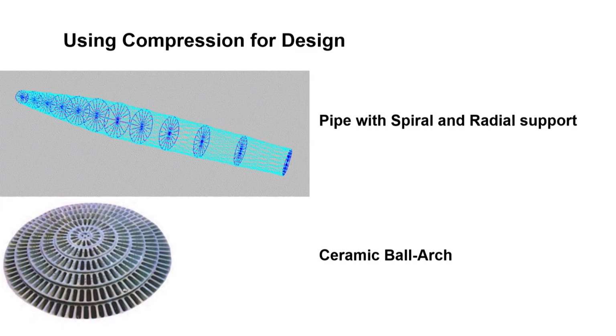For example, this top design is using compression. So, here the theme is using compression for design, right. So, this is a pipe with spiral and radial support only, and it is designed in such a manner that all the members are having only compression. Something true here also for the ceramic ball arc. This is used as an insulator.